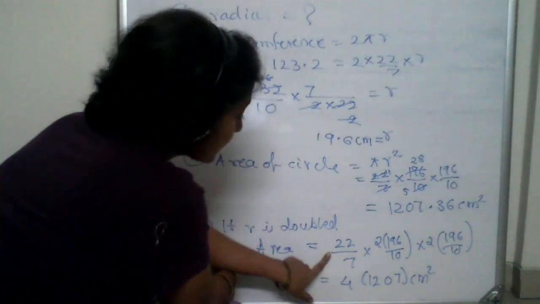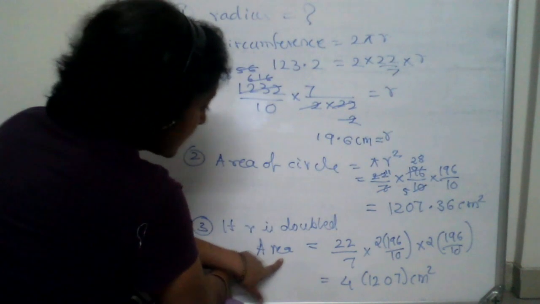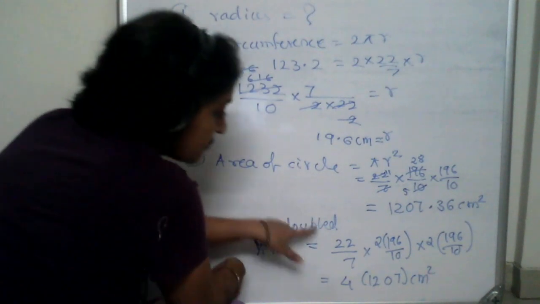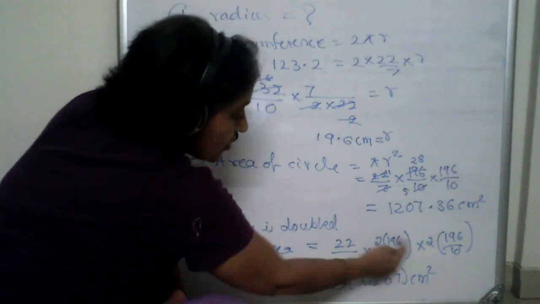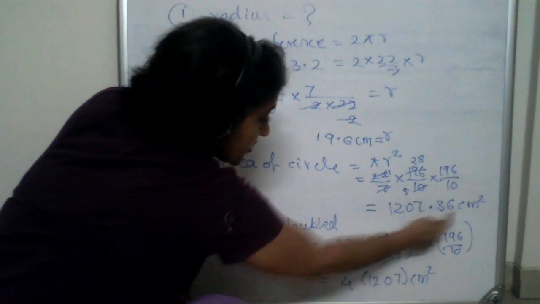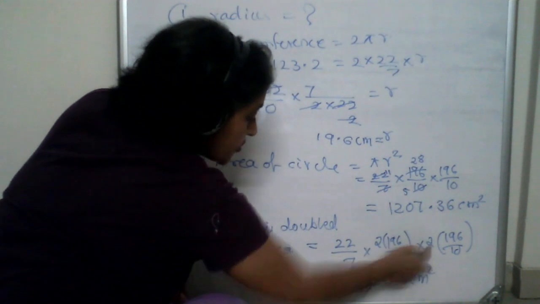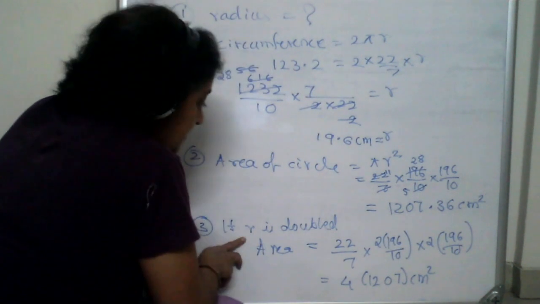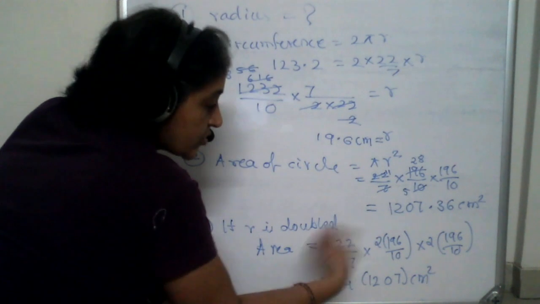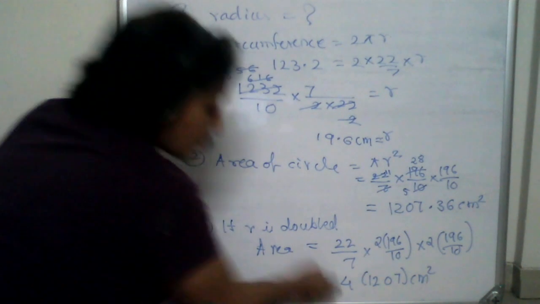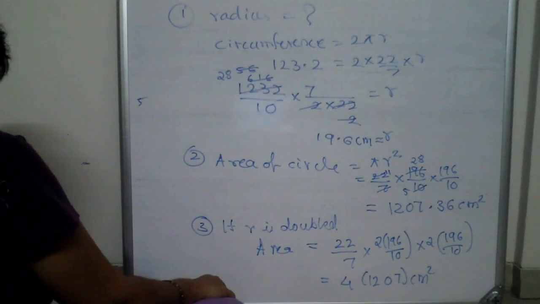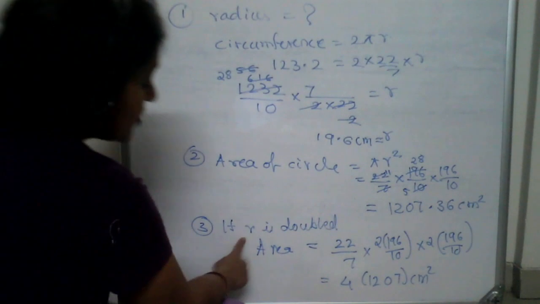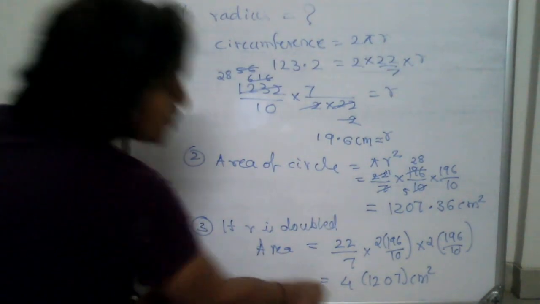So here I have written, if r is doubled, area will be equal to 22 by 7 into 2 times radius into 2 times radius, because r is doubled. Now you know that 22 by 7, 196 by 10, 196 by 10 is going to give this answer. Now what is left? 2 into 2. So I have kept 4 outside and written the same answer that we have. Means what? If radius is doubled, the area will be increased by 4 times. That's what you have to write. If the question asks, what is the effect on the area of the circle if the radius is doubled? If the radius is doubled, area will increase 4 times. This will be your answer.